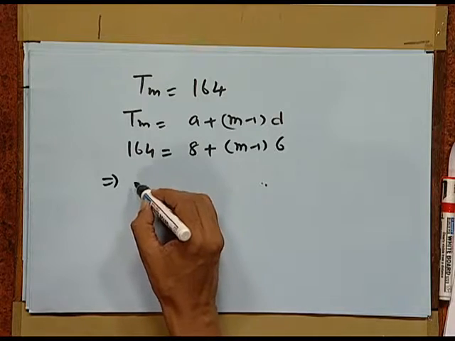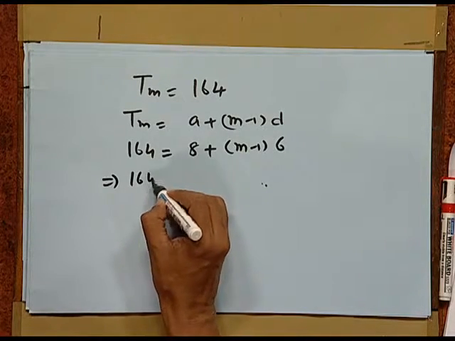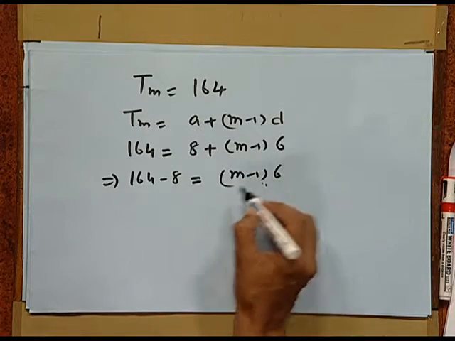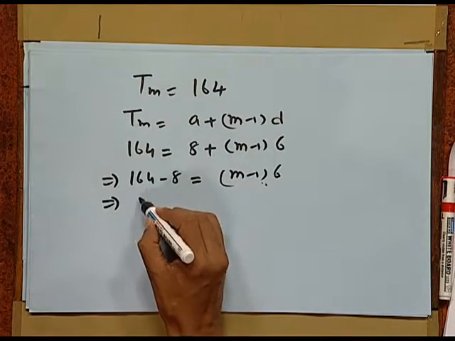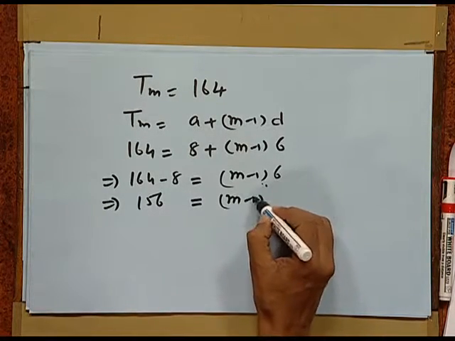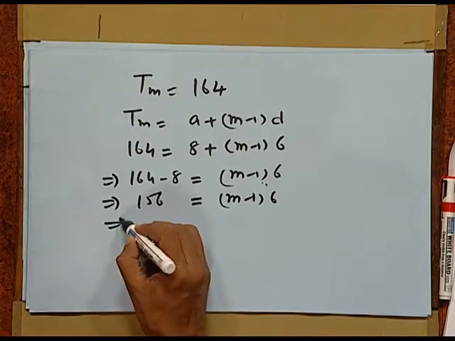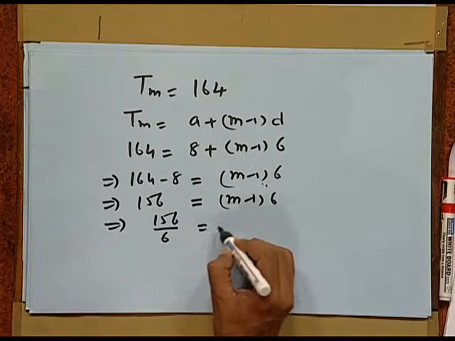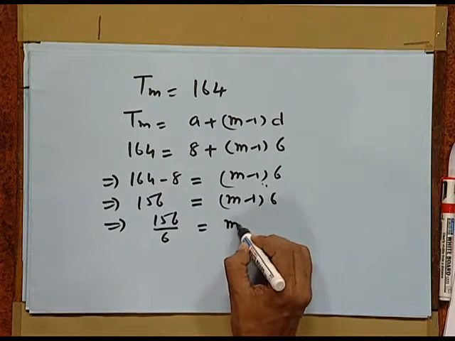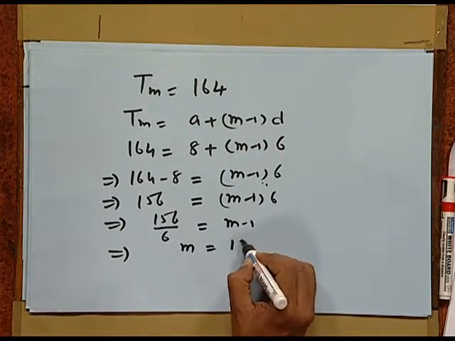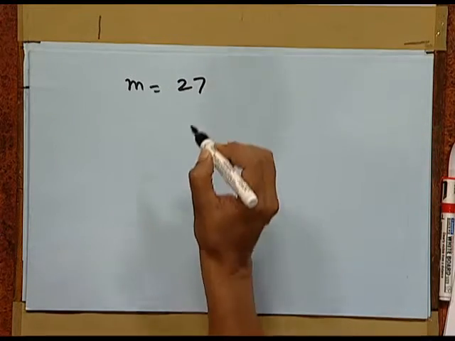This implies 164 minus 8 is (m minus 1) times 6. That is, 156 is equal to (m minus 1) times 6, implies 156 upon 6 is equal to m minus 1. Ultimately we get m is equal to 27.